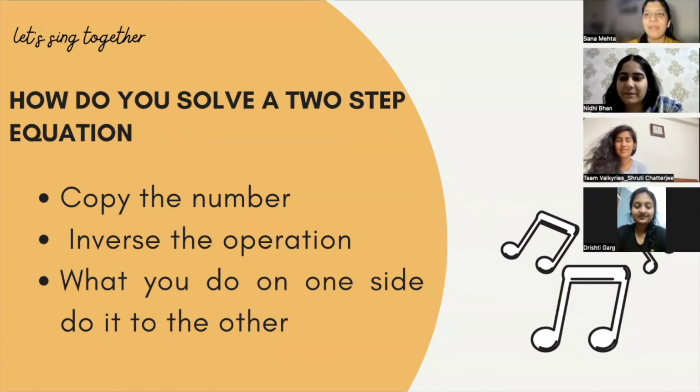1, 2, 3. Copy the number, inverse the operation. What you do on one side, do it to the other. Yes. 1, 2, 3 again. Copy the number, inverse the operation. What you do on one side, do it to the other.